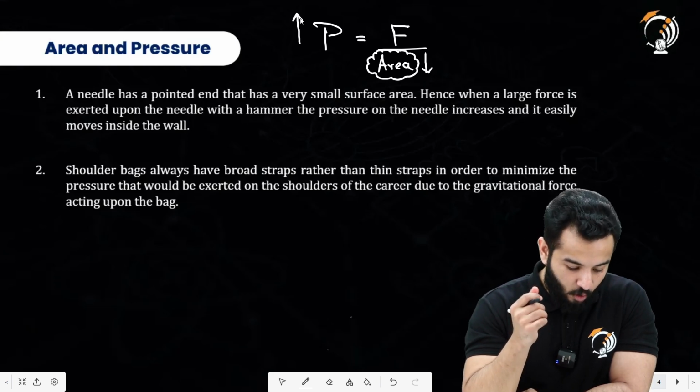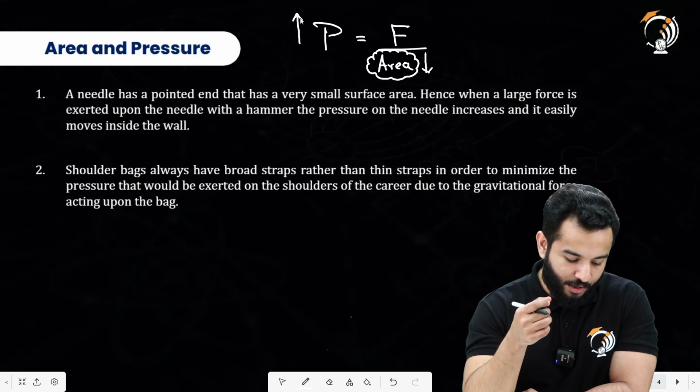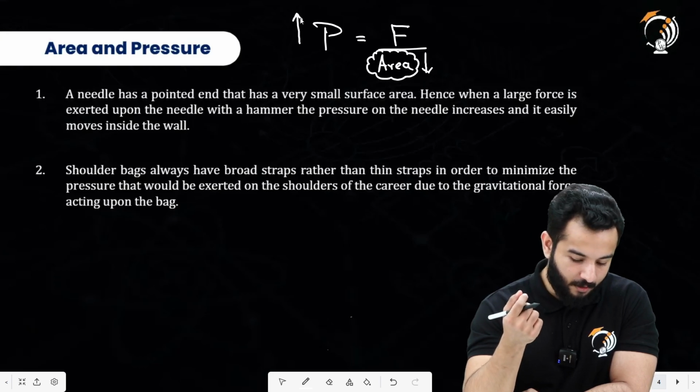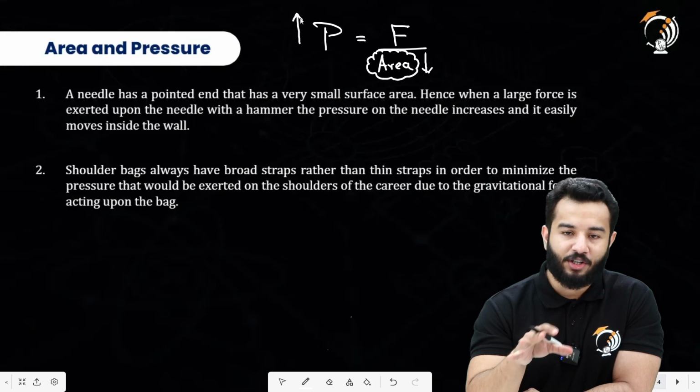Shoulder bags always have broad straps rather than thin straps in order to minimize the pressure that would be exerted on the shoulders of the carrier due to the gravitational force acting upon the bag. So now over here the gravitational force is constant.